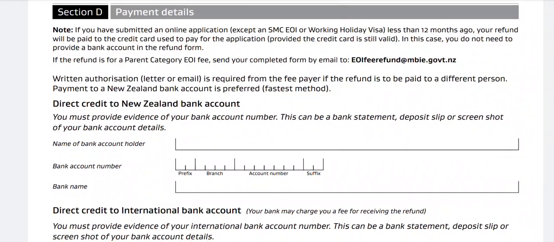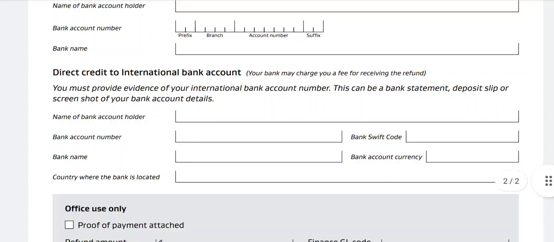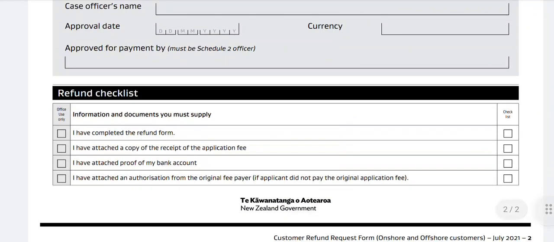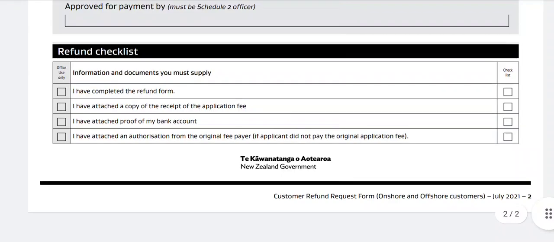And then they have a section of payment details. At the end we have office use only, so don't go for that. Now there's a checklist. If you see the checklist, there are check boxes on left and right. So the left one is for office use only, the right one is for you. So make sure you attach all of that and then you can apply to get a refund.